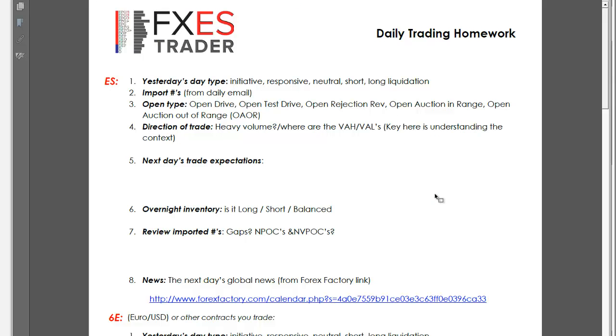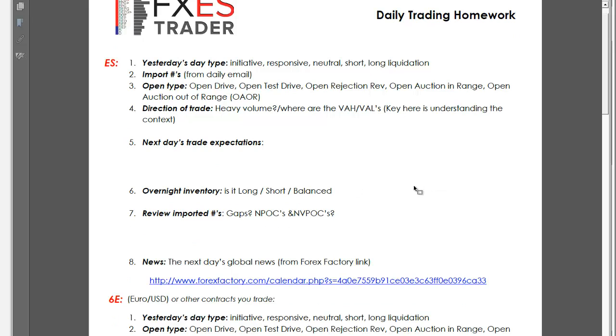And this is it right here. It's basically a daily trading homework sheet. It really gets you in the habit, hopefully, of taking a look at yesterday's day type and what numbers are important to know. Obviously we're looking for multiple areas of confluence as far as the where to trade. The footprint and our order flow will be our fine tuner of the when to trade. That's the important part. Again, I'll touch on that in the review, but you want to know the open types, the direction of trade, next day's trade expectations, hypotheses, whatever you want to call it. Where's the overnight inventory?